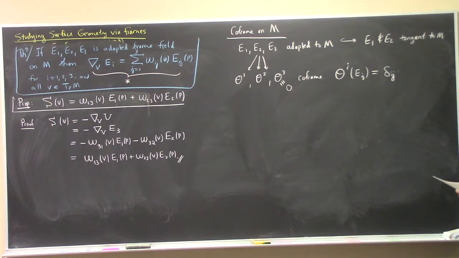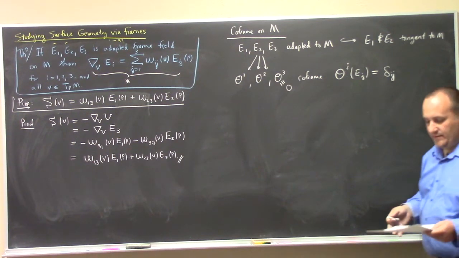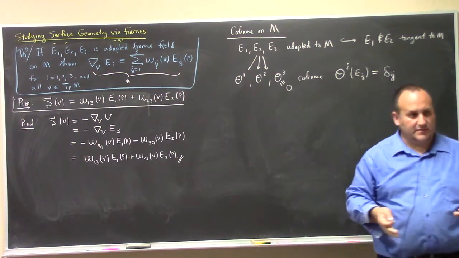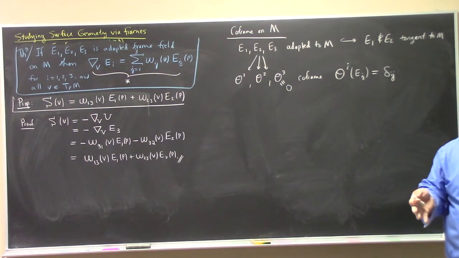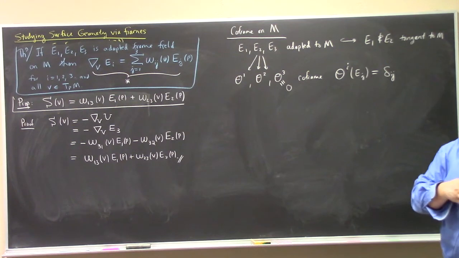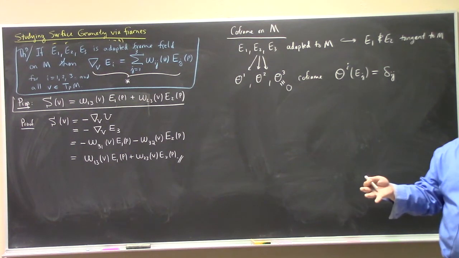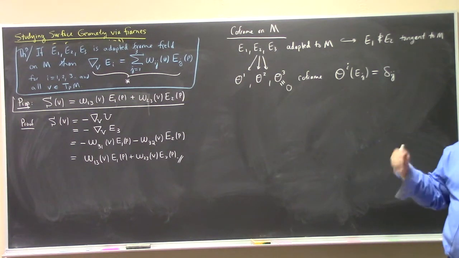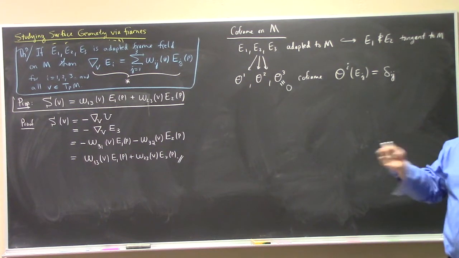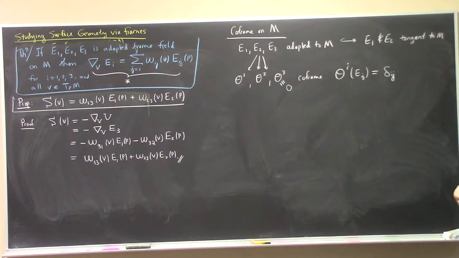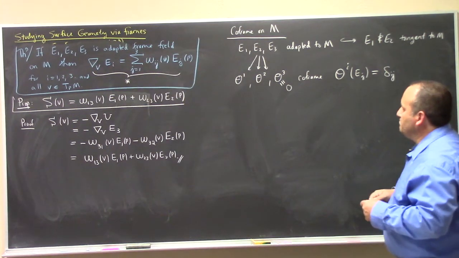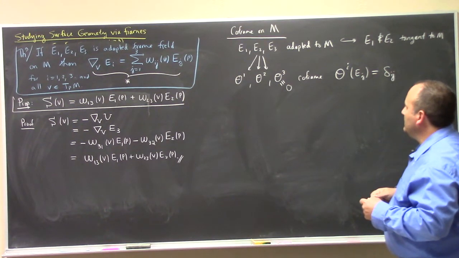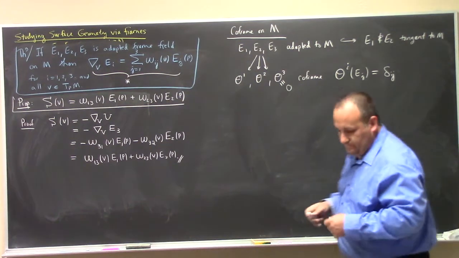So on M itself, right, we're trying to describe the intrinsic calculus of the surface. It's kind of our big goal here. It's two-dimensional, right? So E1 and E2 serve as a basis for the tangent space. So we don't need theta 1, theta 2, and theta 3. We just need the theta 1 and theta 2. The theta 3 doesn't change on the surface, actually.